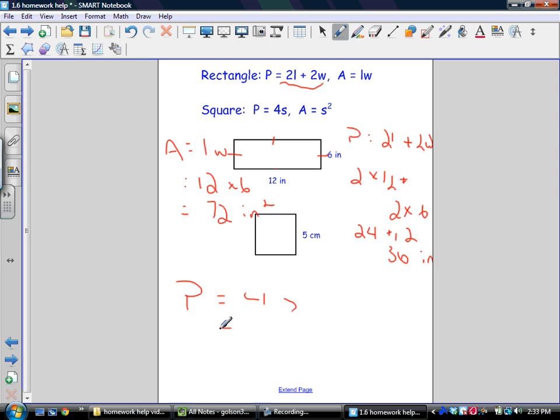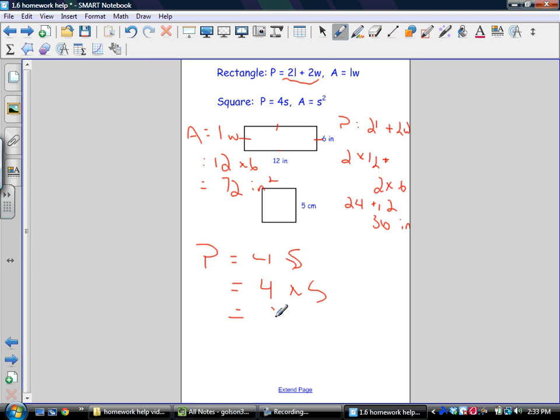And then I'm going to plug in my 5 for the S. I have 4 times 5, which of course is just 20. And again, this is just the length, so this is 20 centimeters. Okay?